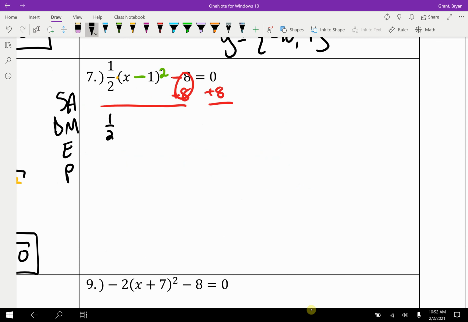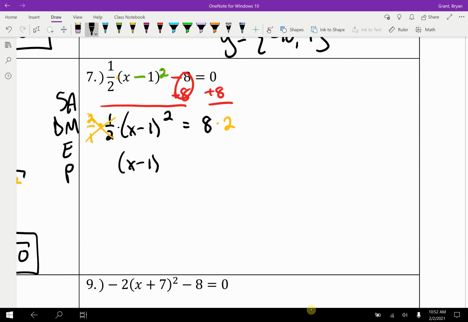Leaves us with 1/2 times (x minus 1) squared equals 8. Do we undo the 1/2 or the square first? Well, since the 1/2 is multiplying and the square is an exponent, we undo the 1/2 first. And although you could divide by 1/2, we learned last semester it's generally easier to multiply by the reciprocal, 2 over 1. 2 over 1, though, is really just 2. So those undo each other.